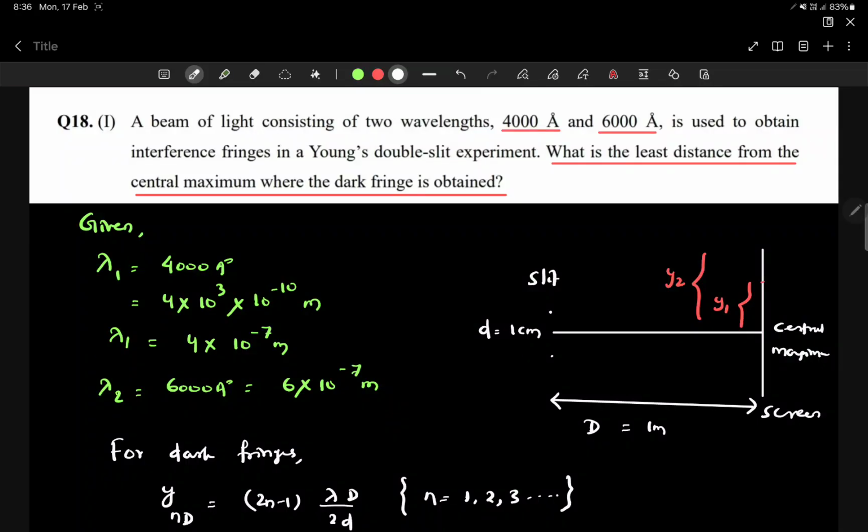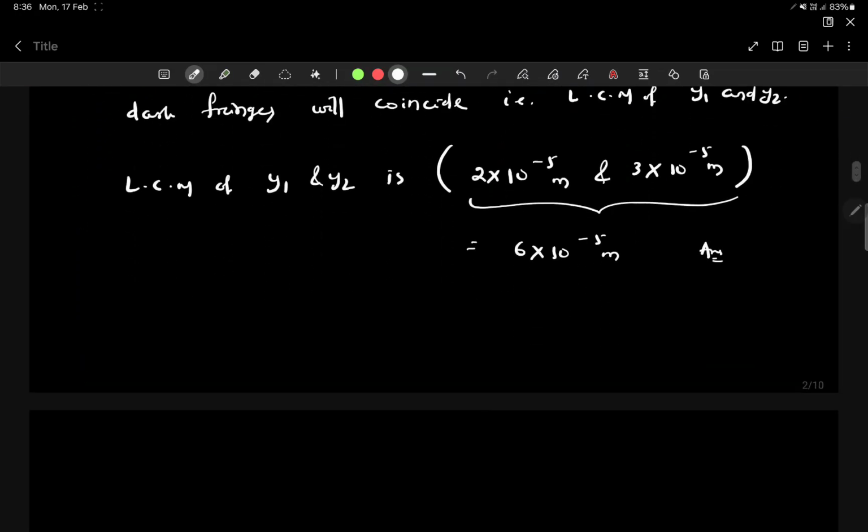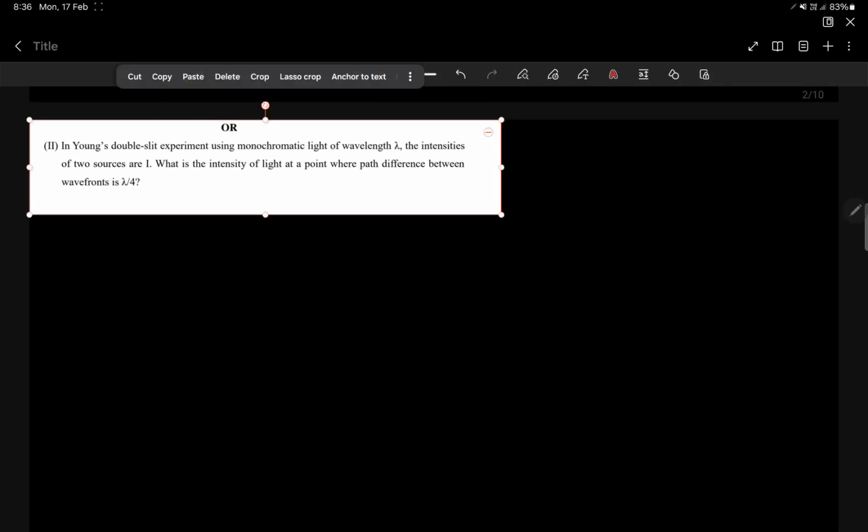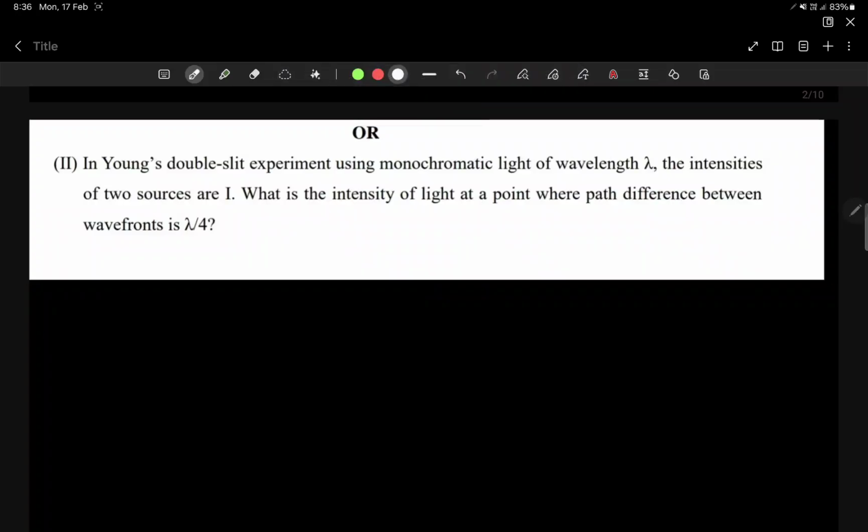In question number 18, another question is available. Now see, in YDSE using monochromatic light of wavelength lambda, the intensities of two sources are I. What is the intensity of light at a point where the path difference between wavefronts is lambda by 4? A same type of question was in the previous year board paper, in section E. So let's solve this question.